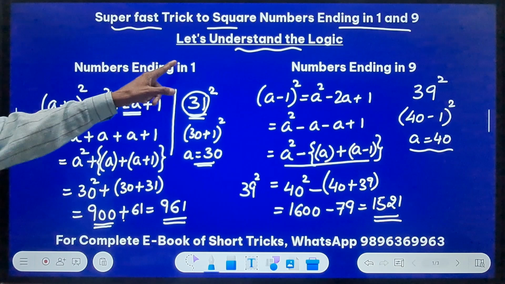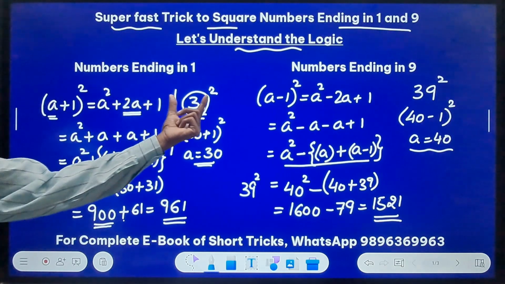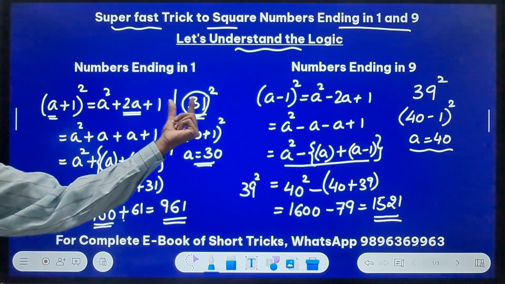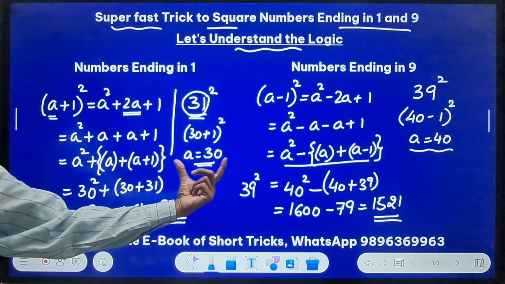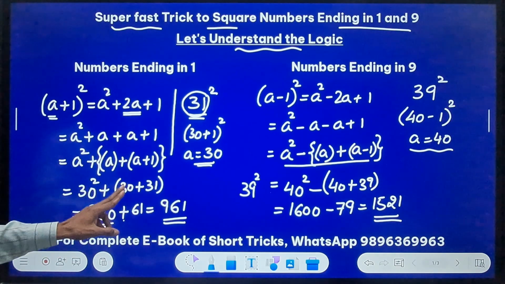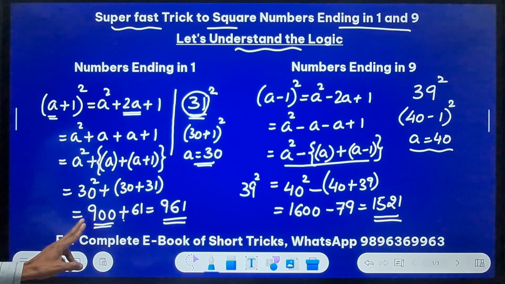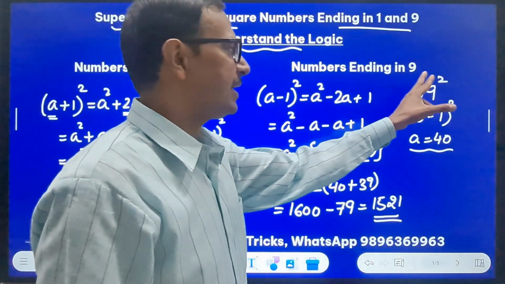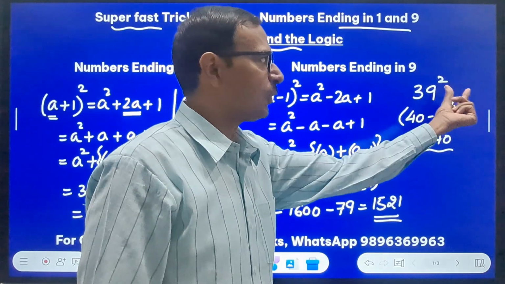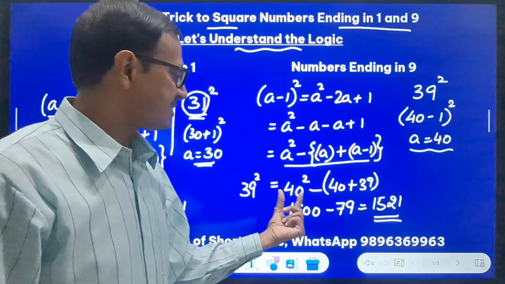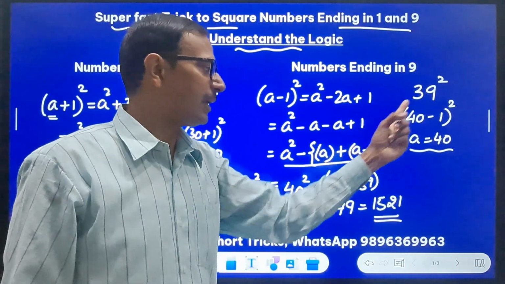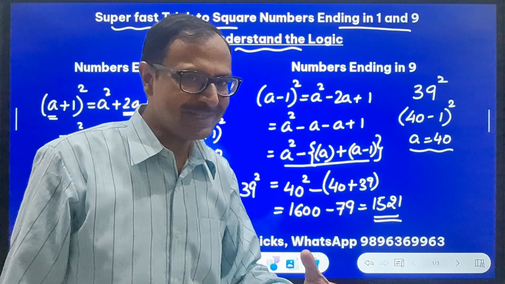Any number ending in 1, what do you have to do? The number ends in 1, so you will take the base number a as, like here we have 31, so we took the base number as 30. So just do 30 square and add the sum of 30 and 31 to the result. If the number ends in 9, then take a as the next number, that is 40. So in this case, just take the square and subtract the sum of the number and its successor.